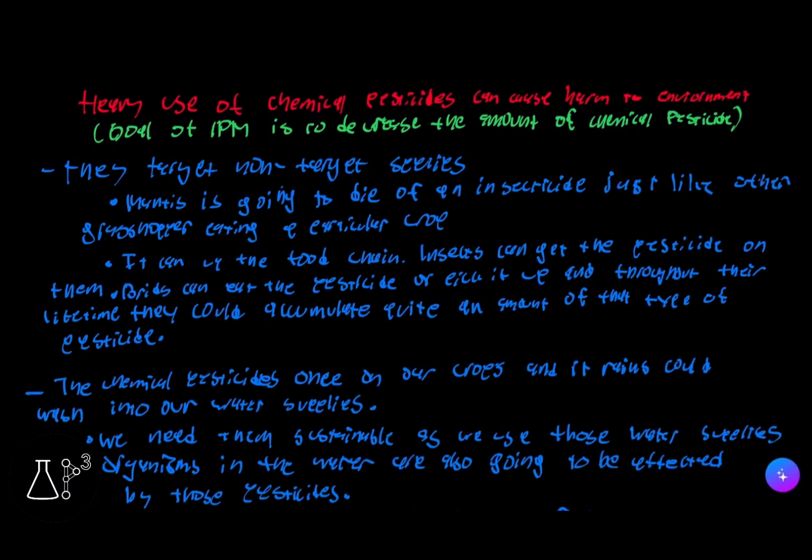They affect non-target species. For example, a mantis is going to die from an insecticide just like the grasshoppers eating a particular crop. And I picked the mantis because this is an example of a biological control, because mantises help kill pests that can hurt the crop, so the crop can maximize its production. Now, it can also end up in the food chain. For example, insects can get the pesticide on them, and birds can eat them and pick up the pesticide, and throughout their lifetime, they could accumulate quite an amount of that pesticide.